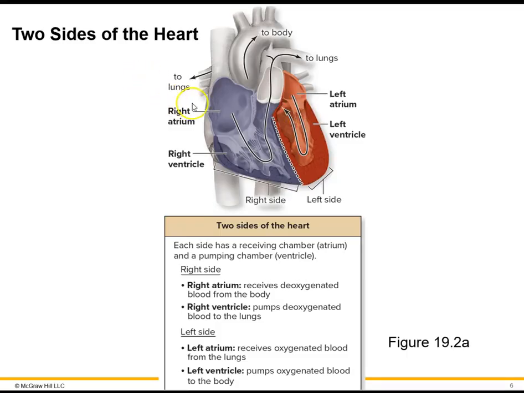So what happens? Well, blood is going to come into the right atrium, and this is deoxygenated blood from the body. And the blood is going to get pumped from the right atrium into the right ventricle, and then the right ventricle is going to pump that blood away from the heart. It's going to go out an artery, specifically the pulmonary artery, and it's going to go to the lungs to be oxygenated. Then it's going to return to the heart through the pulmonary veins into the left atrium. The left atrium sends that blood down into the left ventricle, and the left ventricle pumps that blood away from the heart, out the aorta to the rest of the body.